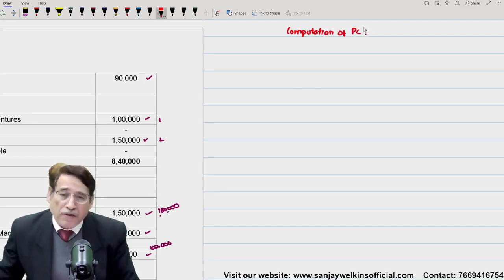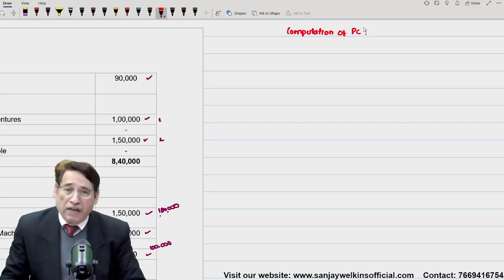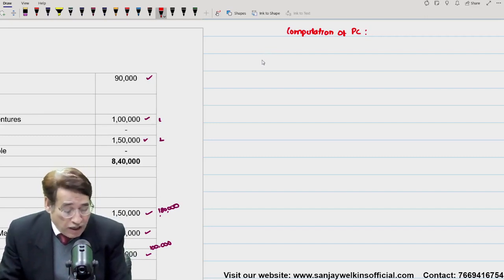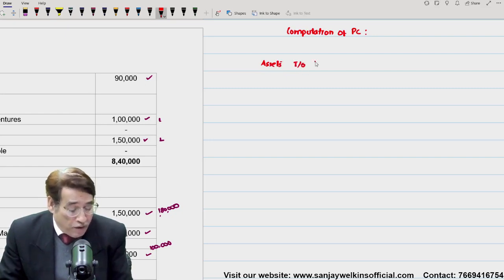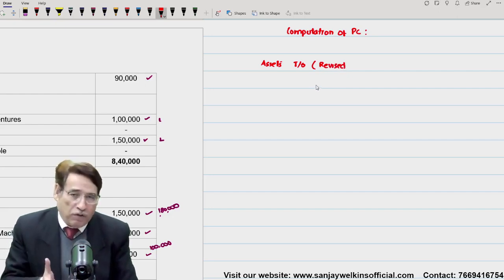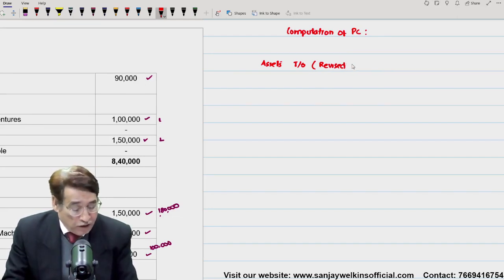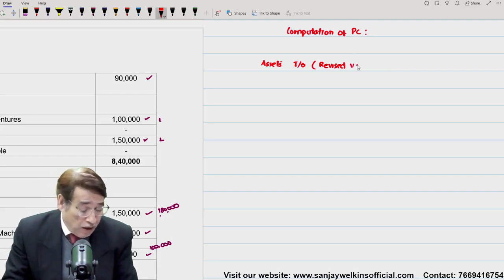In order to compute the purchase consideration, as far as the net assets method is concerned, first of all, I will look into which assets have been taken over. So first of all, I am going to take into account assets taken over. Further, I will also consider their revised value if it is given. That means for all the assets which have been taken over, if their revised value is given, I will consider the revised value. Otherwise, I will simply take the book value. Assets taken over at revised value, if any.